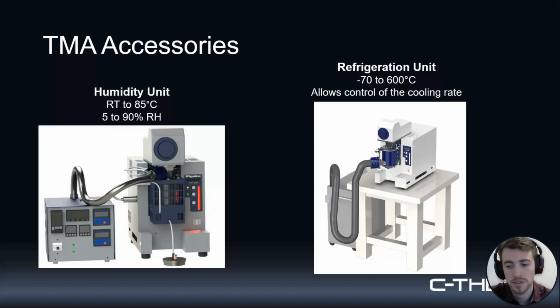There's also the refrigeration unit. There's not much to say about this. It's pretty self-explanatory. It just lowers the minimum attainable temperature range. And there's also a third one, which is the liquid nitrogen cooling unit. However, it's not really the best with the thin film attachment, which is what we'll be discovering today.